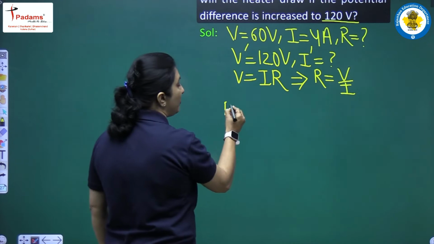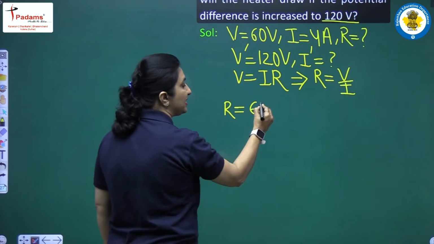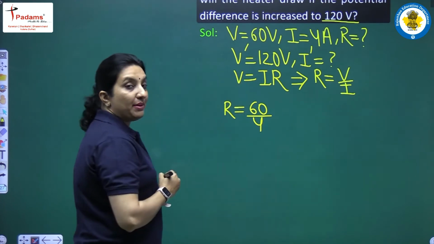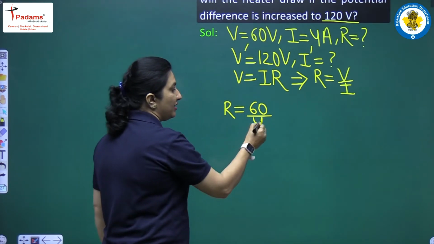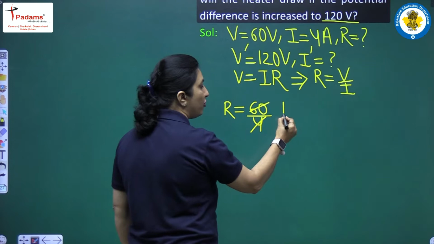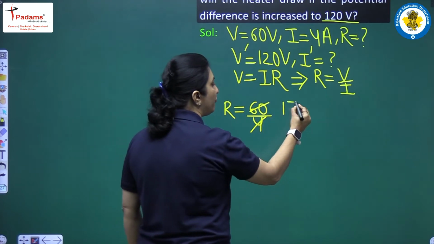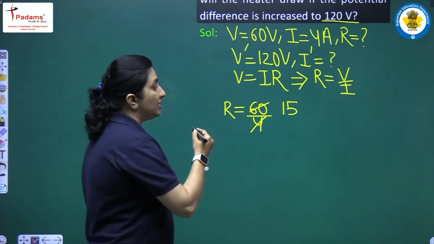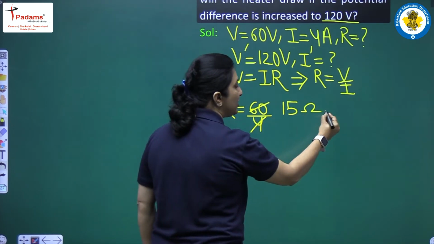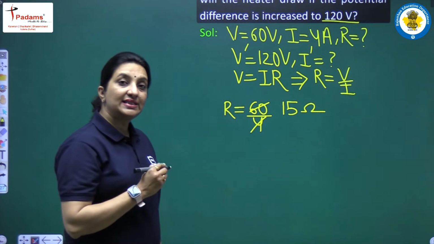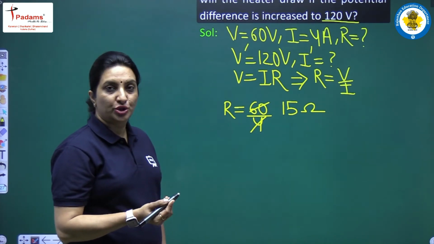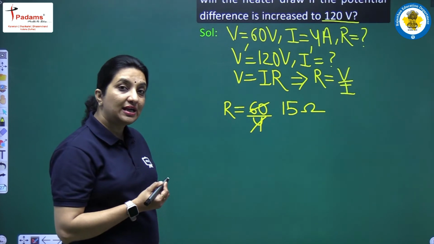So here R will become equal to V is 60 and I is given as 4 amperes. So we will divide this, 4 ones are 4, we are left with a 20, so 4 5s are 20. So the resistance is 15 ohms. Now the electric heater is the same and the potential has increased to 120 volts. So now we need to calculate the current drawn.